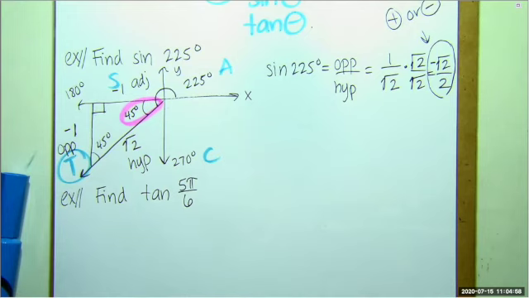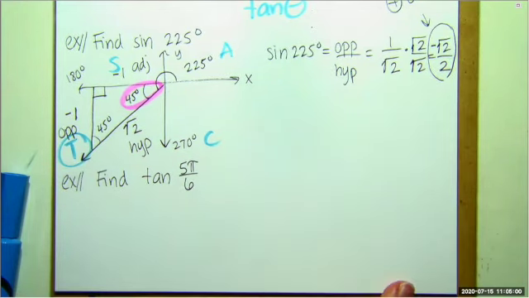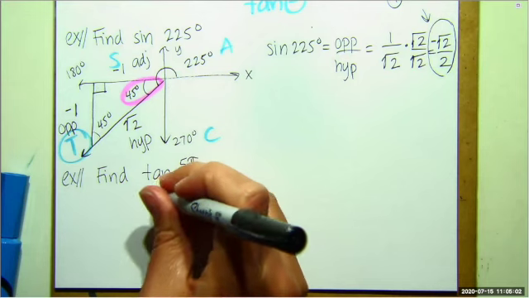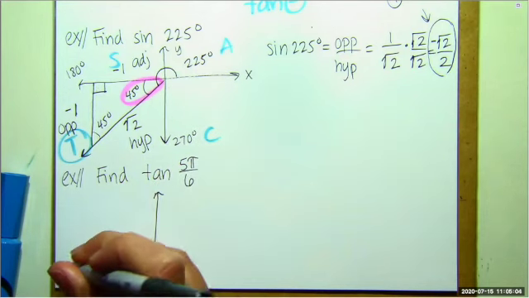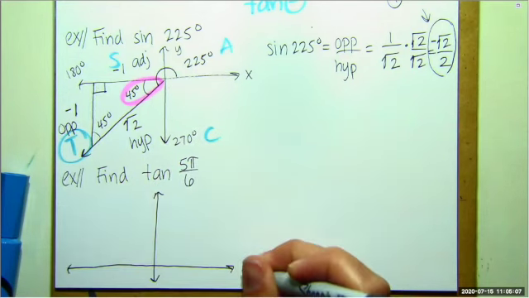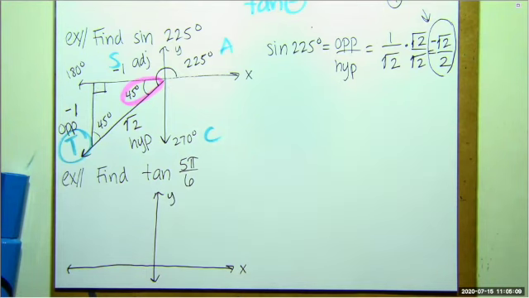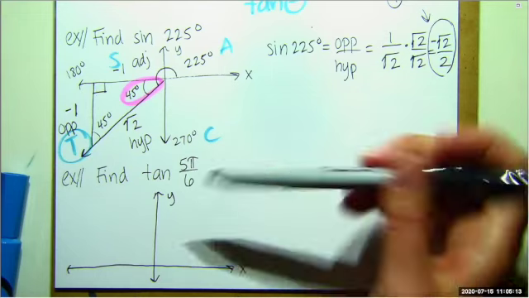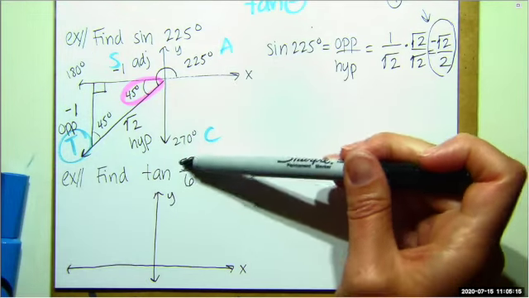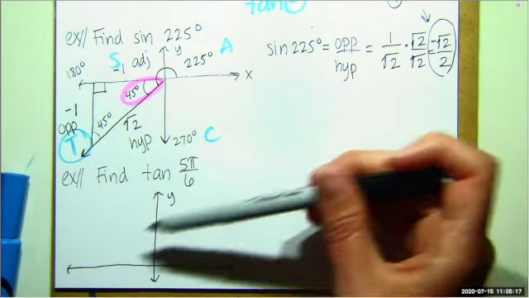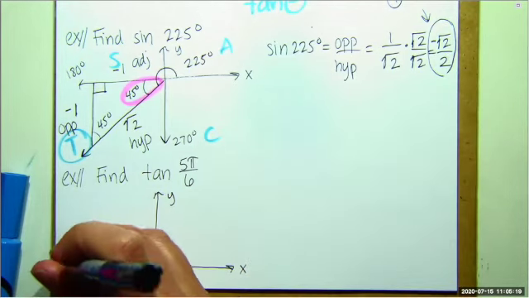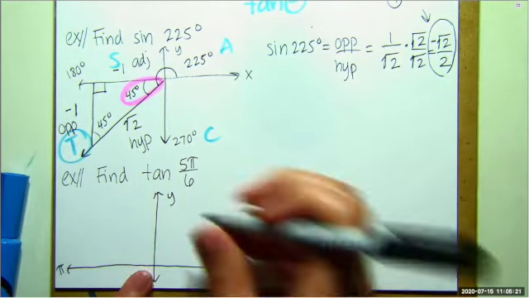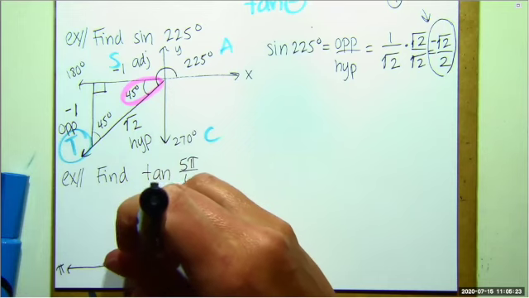Find tangent of 5 pi over 6. All right, so the first step is to draw our angle in standard position. So I like to think of this in terms of fractions. We want to go 5/6 of the way to pi. So we know that 180 is 1 whole pi. So we're going to go 5/6 of the way there. So it's going to look something like this.